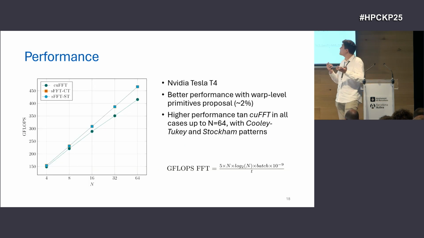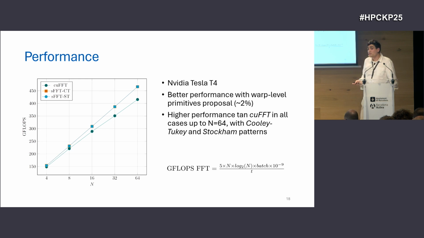So finally, with all of this, we want to share the performance that we obtained. We measured this in an NVIDIA Tesla T4, and we found that the alternative with warp-level primitives achieved slightly better performance, about 2%, which is not much, but when you want to optimize for every droplet that the hardware gives you, it's what you can get.